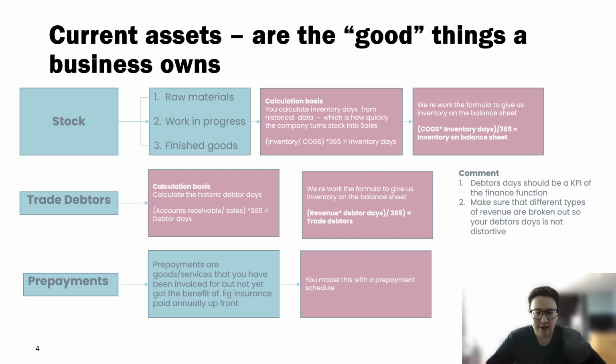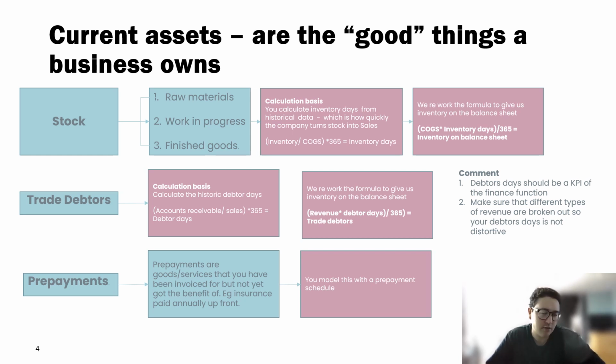Moving on to the next one, trade debtors. Now, this is the big ticket item in most businesses, and this is where you sell something, but your customer doesn't immediately pay you in cash. And it's exactly the same, really, same methodology. We have a calculation basis, which we need to work out. We need to work out what our debtor days are based on historical data.